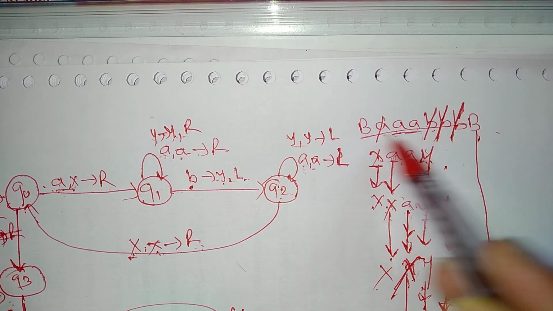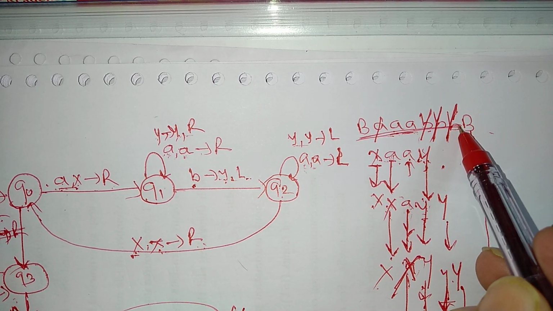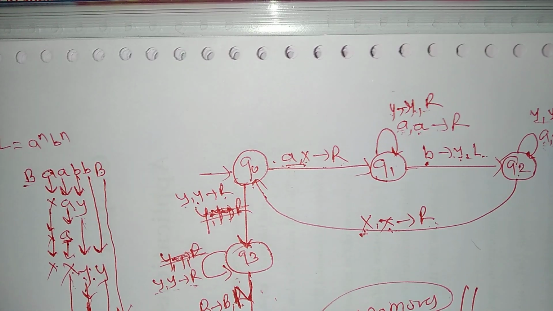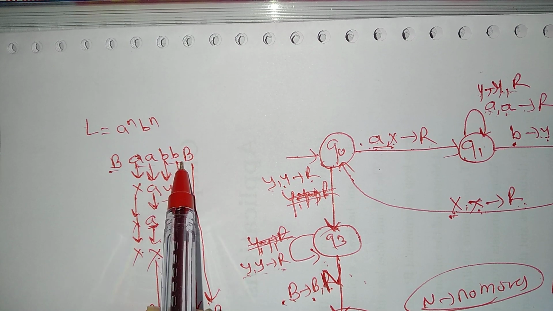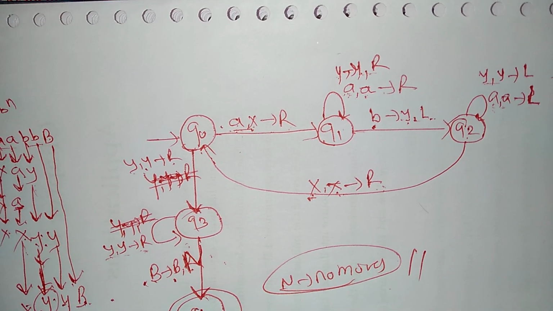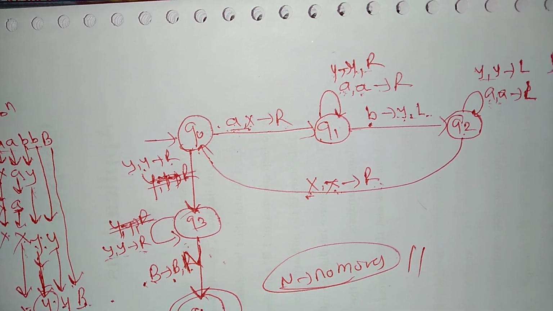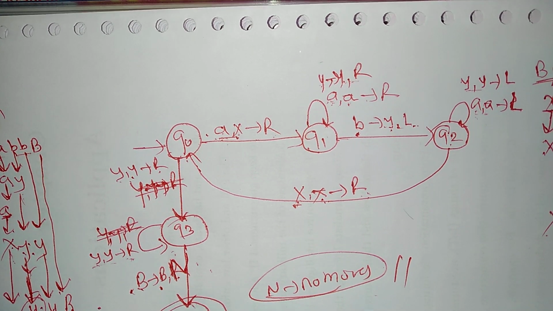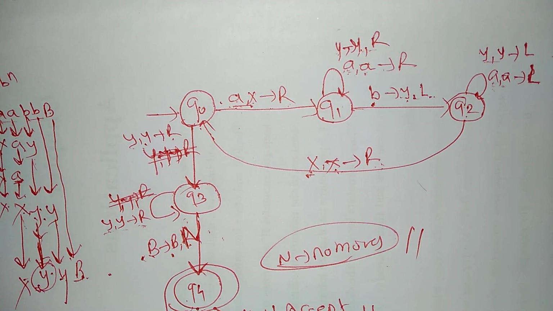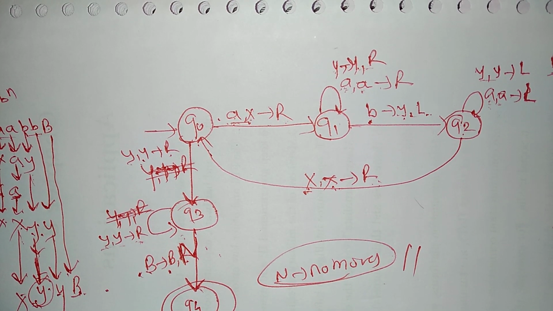If there are 3 a's and 3 b's, a length of 6, what will happen? If there are 2 a's and 2 b's, what will happen? So see all the videos slowly, then you will definitely understand. If you have any query, you can write to me on my mail. I will give you more examples on Turing machines so that you can follow.